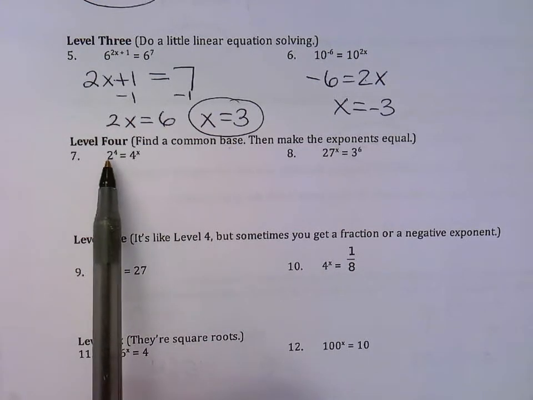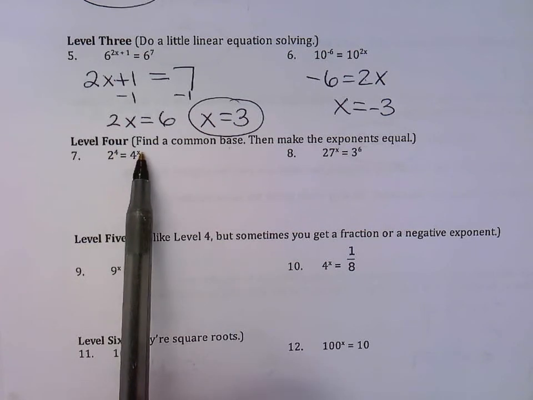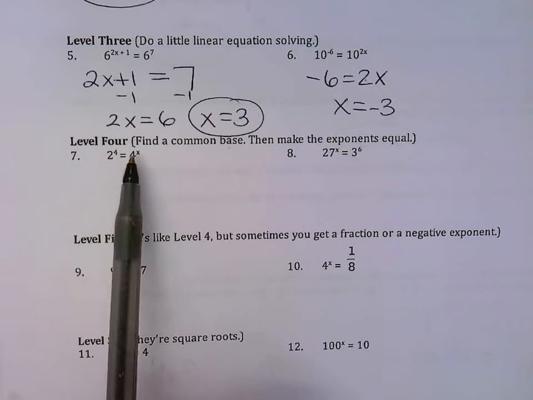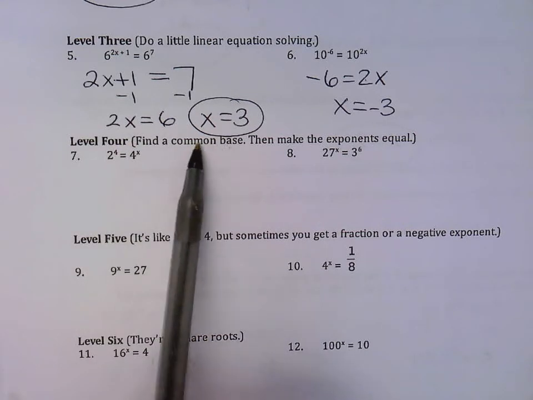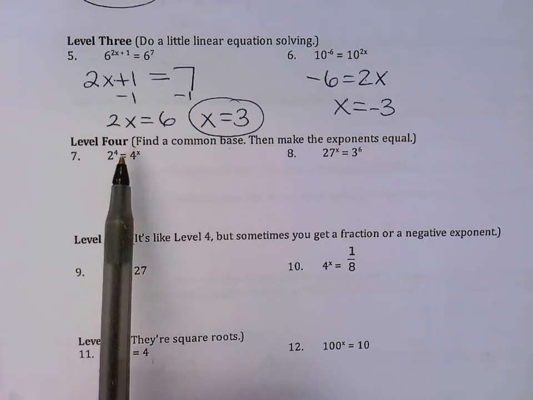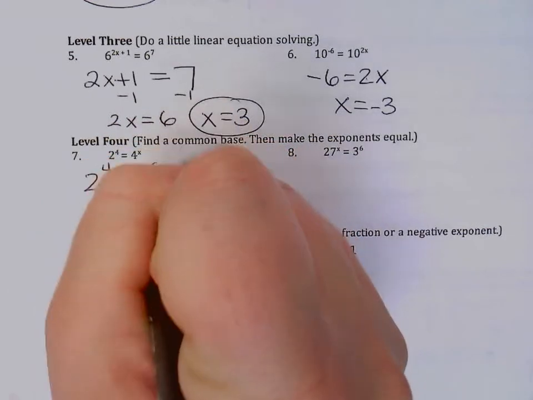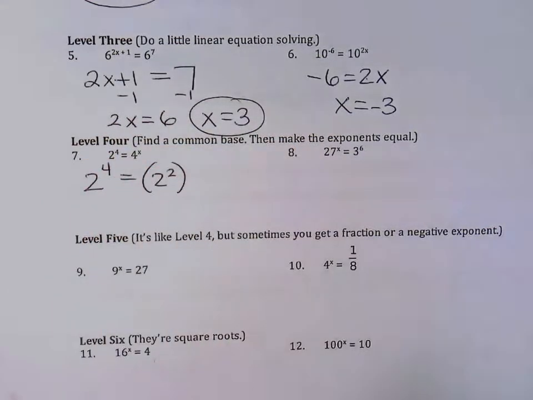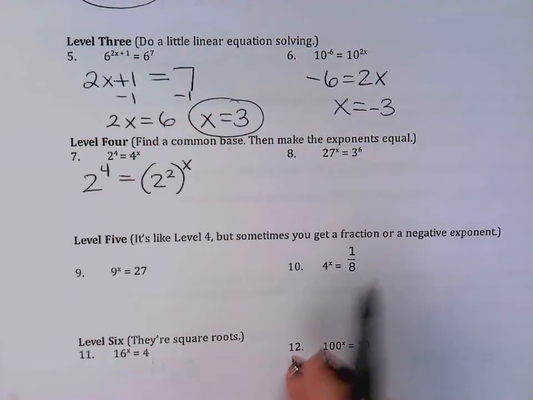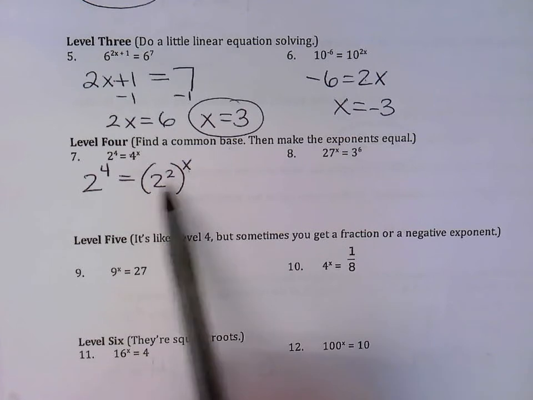So I've got 2 to the 4th on this side, and I've got 4 to the x on this side. You might be able to do these in your head. I'm just showing you what the common base would be. So I can bring 4 down to the 2 family. I'm going to leave 2 to the 4th on this side, and I'm just going to rewrite 4 as 2 squared, right? Because 2 squared is 4. And then I'm just going to put the x on the outside of that parenthesis.